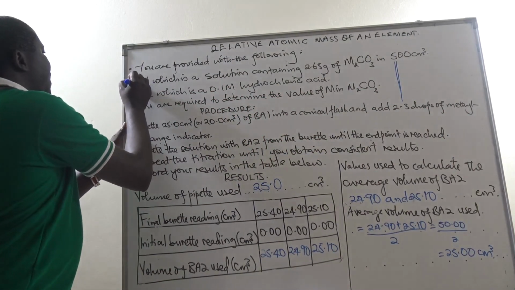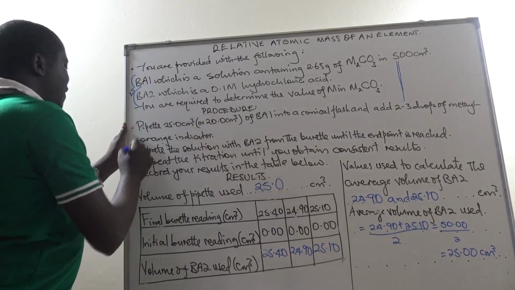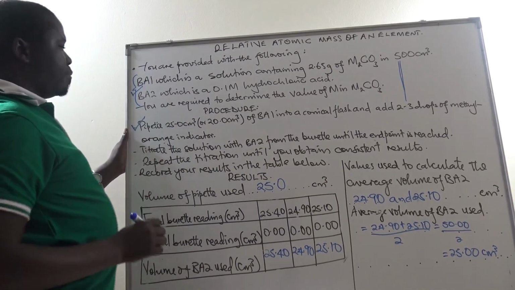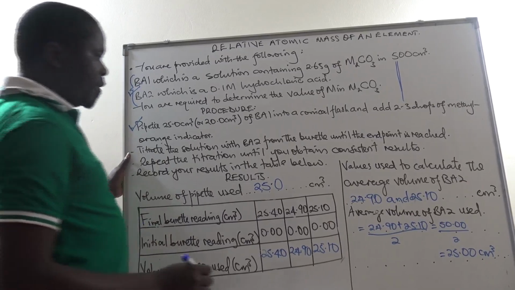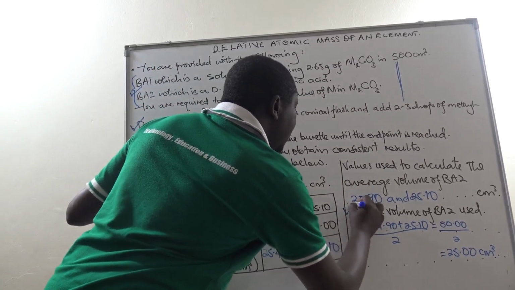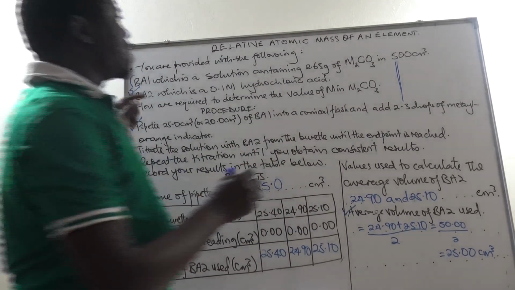We start from the beginning part here, as I had already told you earlier. Then we go to the first sentence under procedure. And then we go to the average volume here. This is where we collect our data from these 3 points here. Let's start from the first part here.